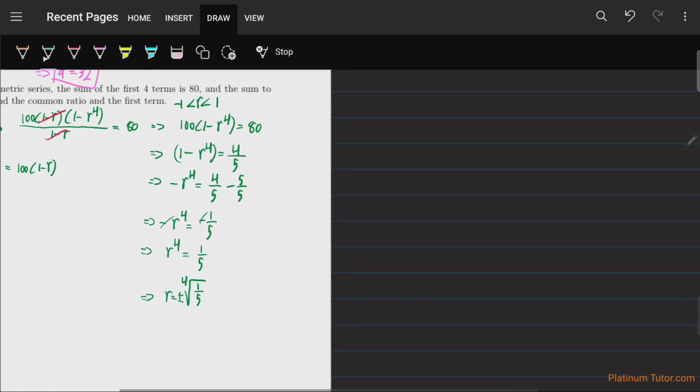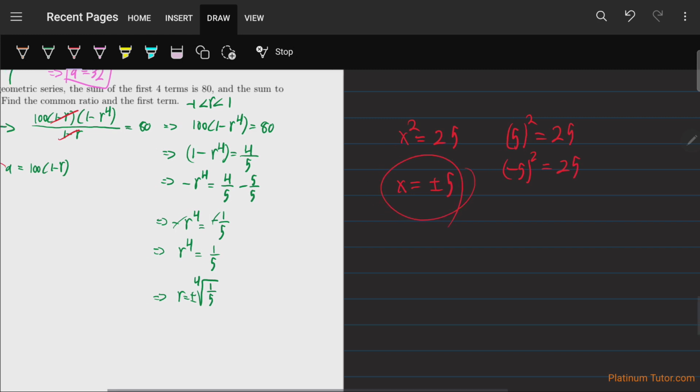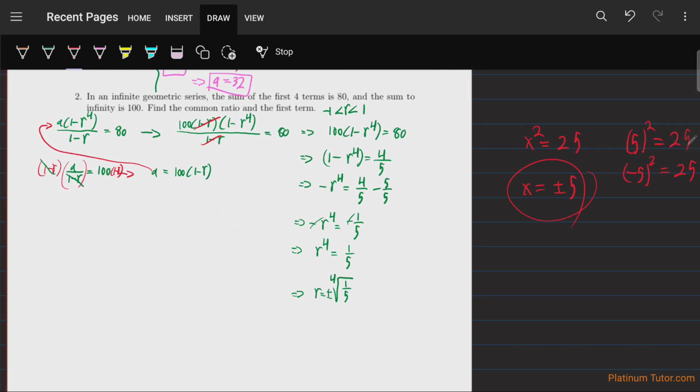Here's another example if that didn't make sense. If we have x squared is equal to 25 and I square root both sides, x is equal to plus or minus 5. Why? Because 5 squared gives us 25, as well as negative 5 squared, which gives us 25. So that's why we need the plus or minus. So we have two possibilities for r, positive or negative, and we're going to just leave it in exact form like that.